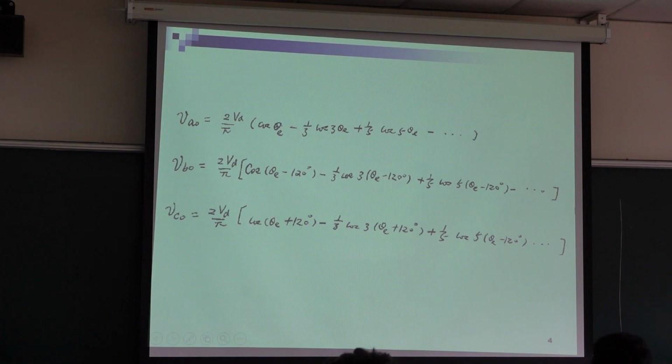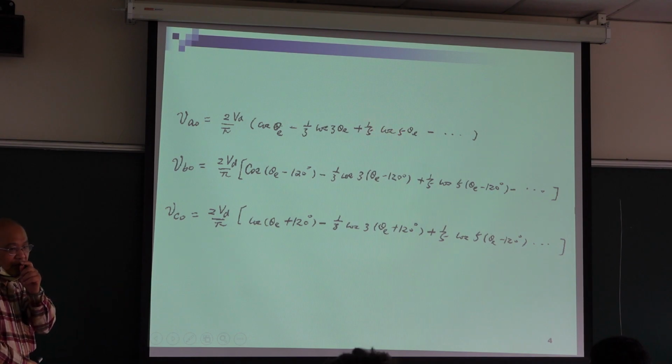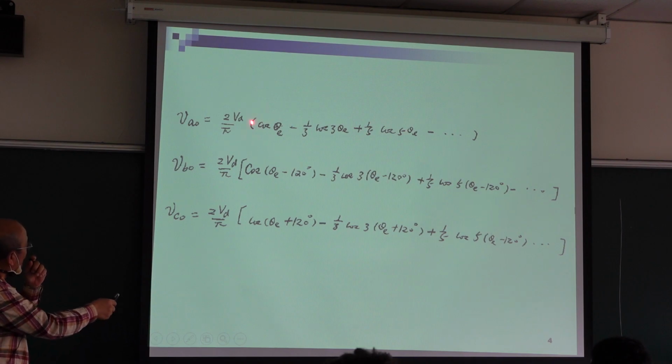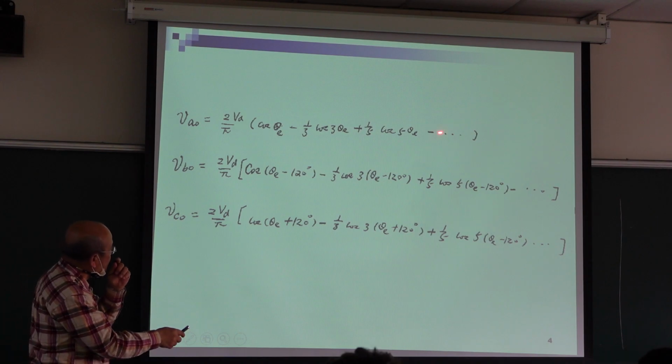So if we check the harmonics, the third harmonics can cancel. But how about the fifth harmonics? We have fifth harmonics. How many percentage? 20%. So if you have fundamental 100, this is 20. So it is too huge. How about the 7th harmonics?